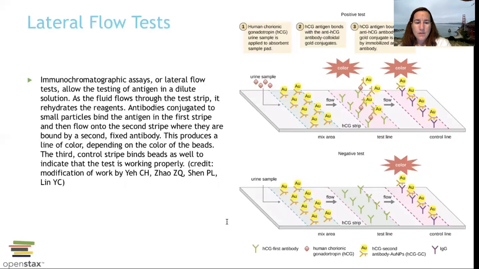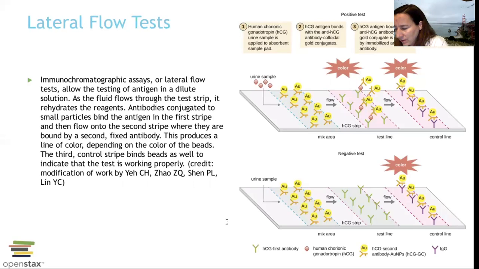With these, the reagent is going to be dried up and stuck into the strip, because lateral flow tests are really quick and easy. The reagents are in the strip, and the substance that you are testing, urine, whatever, that liquid will come across the strip by capillary action. It's going to draw it across the strip, and it will set off a chain of events.